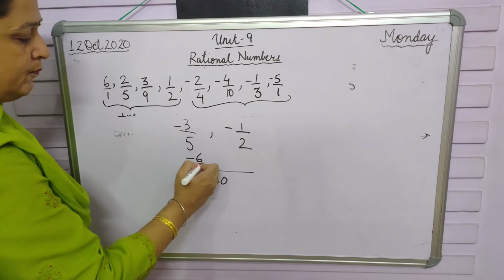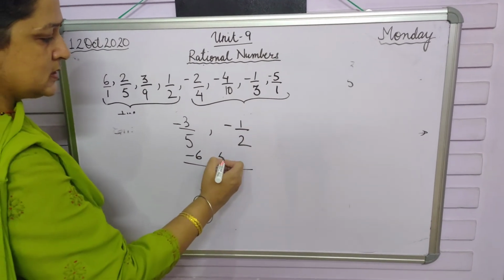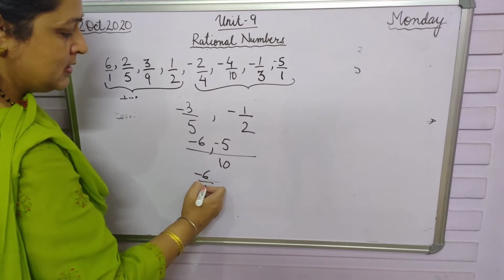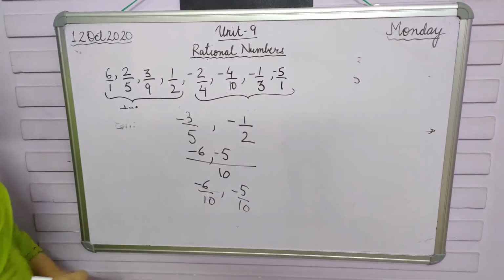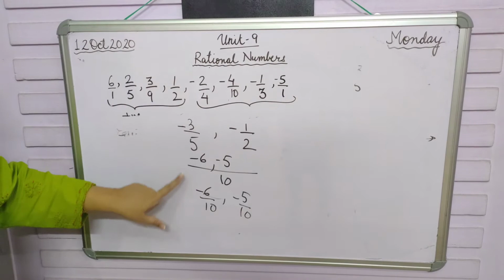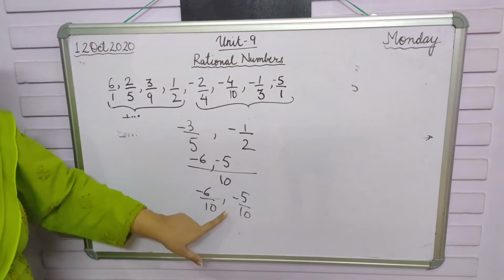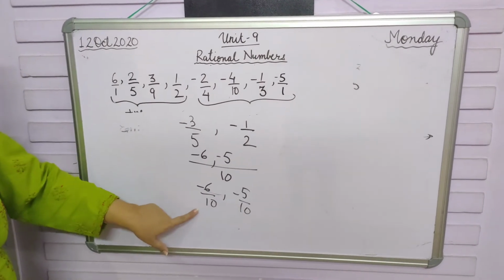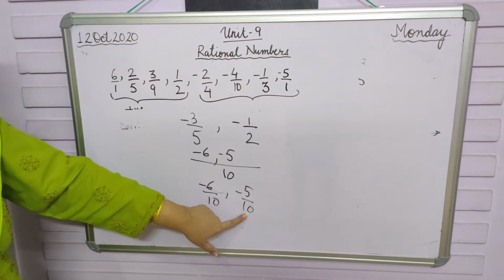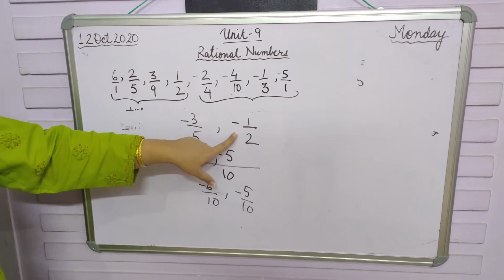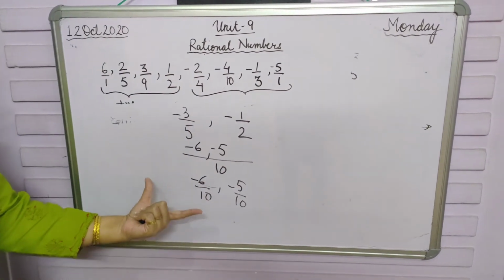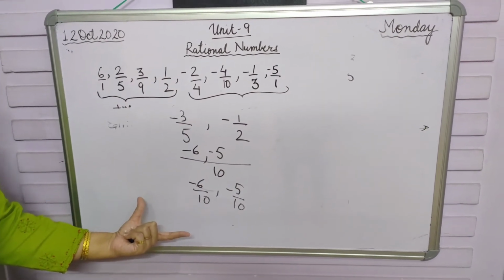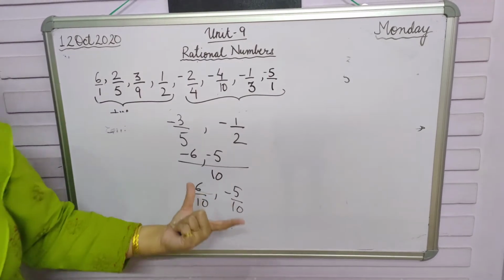So if I make these two rational numbers equivalent with the same denominator, they will be minus 6 by 10 and minus 5 by 10. Now we can clearly say that minus 5 by 10 is greater. That means minus 1 by 2 is greater. So all the operations we can perform on rational numbers just like fractions.